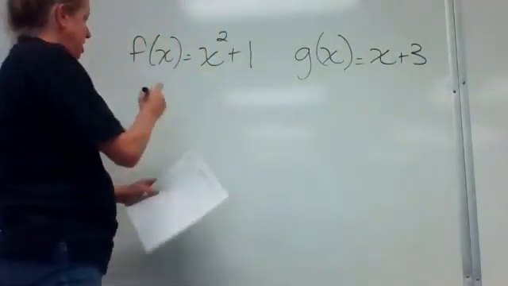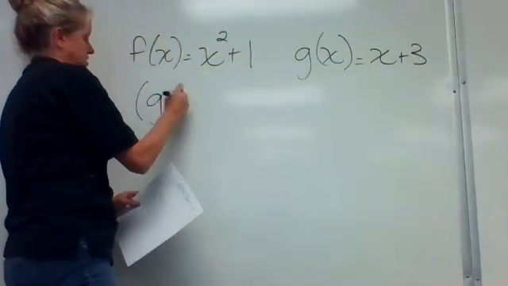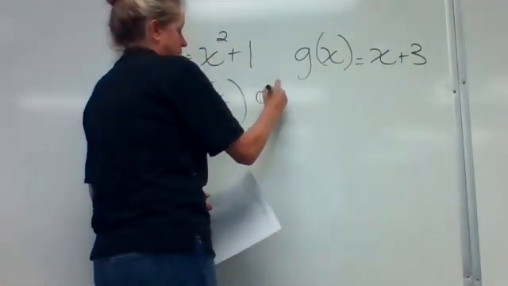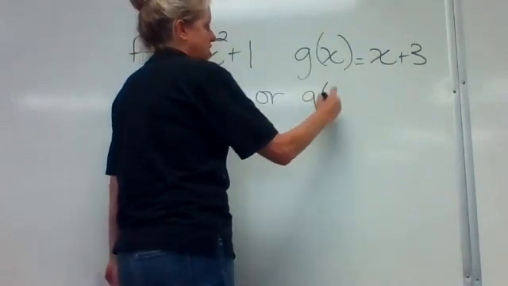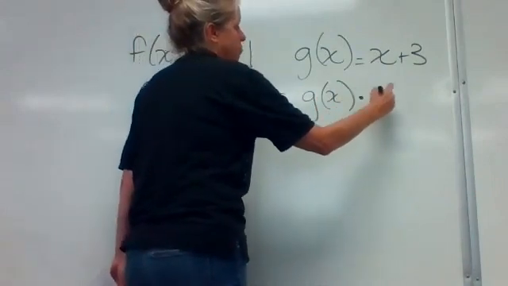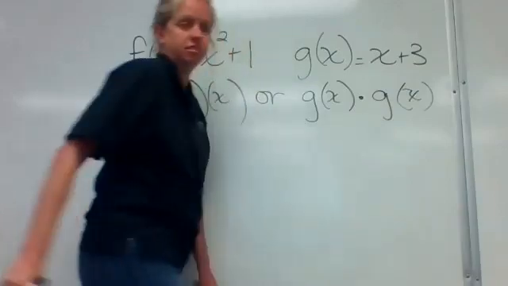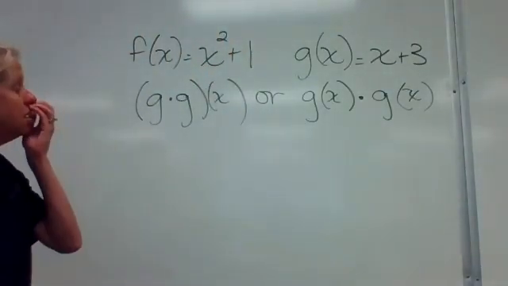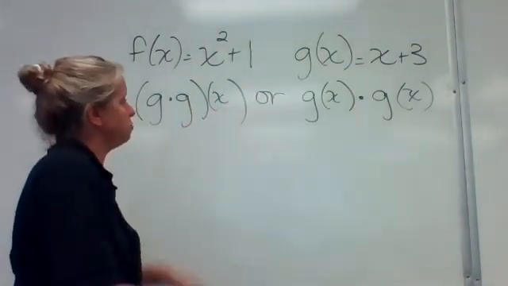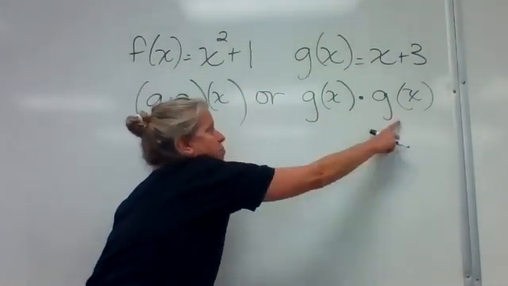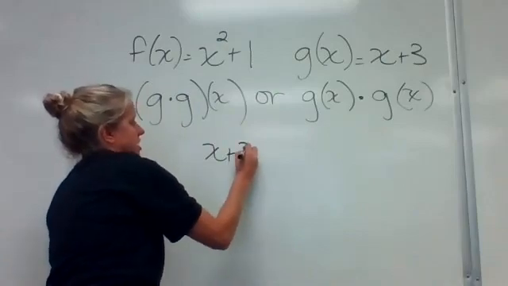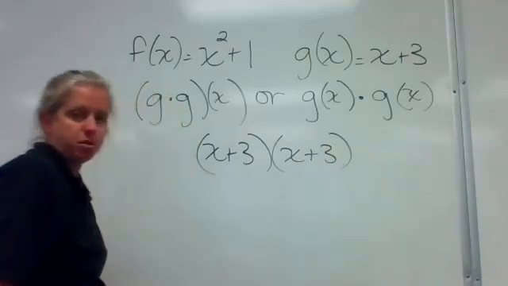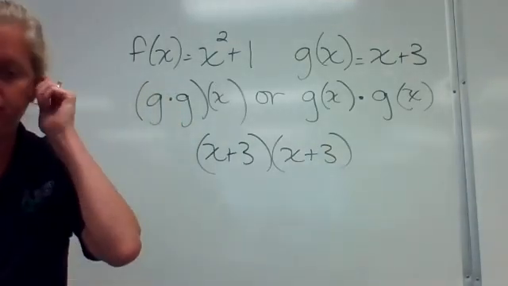But it wants us to find g times g of x. So I don't even care about f at all. Because what does it want us to find? G of x times g of x again. So let's see, g of x is x plus 3. So I'm just multiplying the x plus 3 times itself, just like that. X plus 3 times x plus 3.